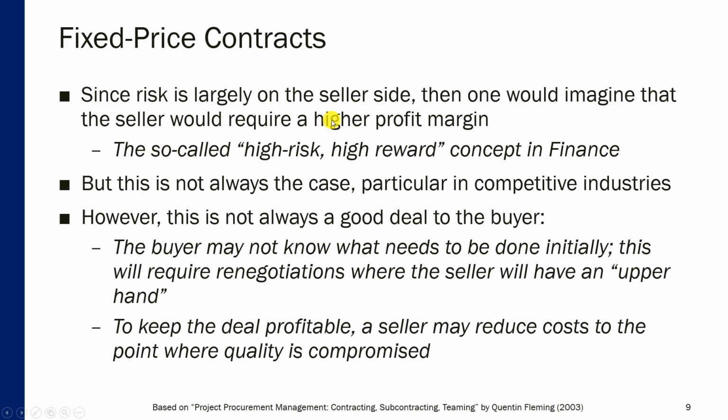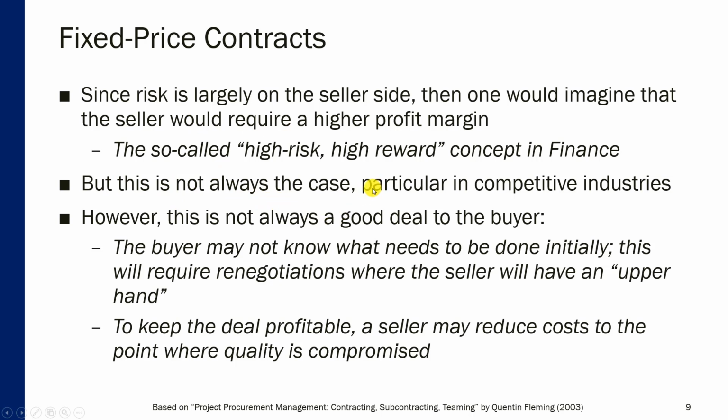Since risk is largely on the seller side, then one would imagine that the seller would require a higher profit margin. This is the so-called high-risk, high-reward concept in finance. If the seller bears most of the risks, then the margin, meaning the potential profit, needs to be high. So that's the theory, but in reality, this is not always the case.